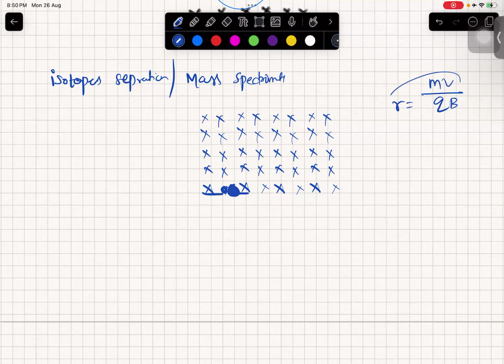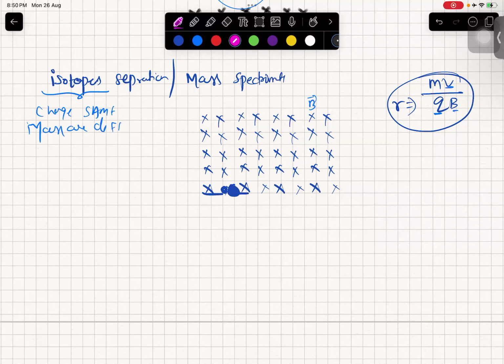MV upon QB, right? So the B is the same for both of them. They are shot with the same velocity, and the same charge as well, because they are isotopes. Charge will be the same, but masses are different, right?